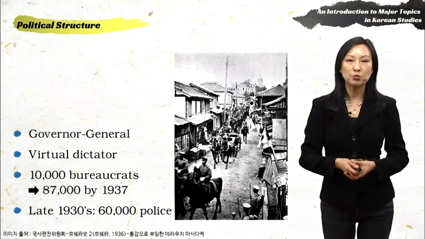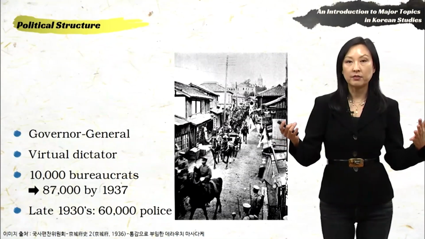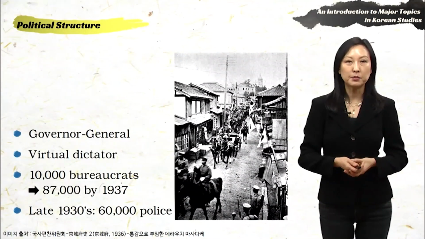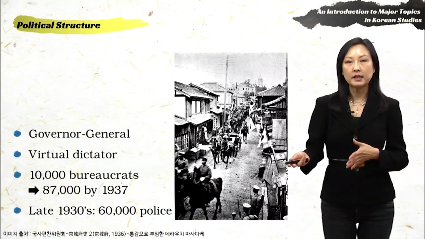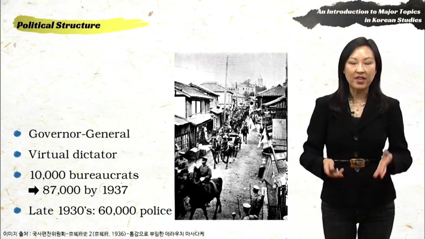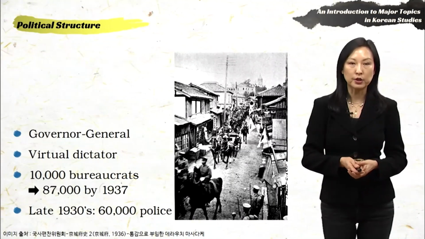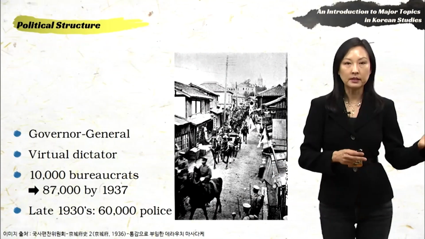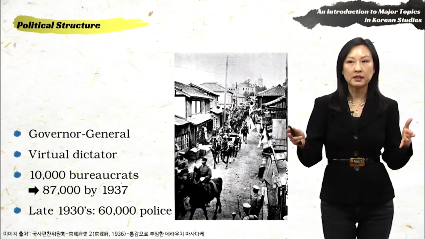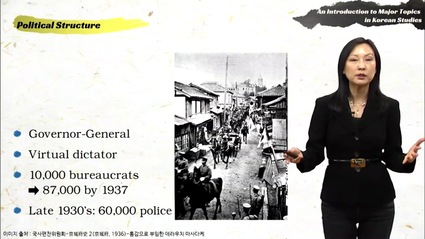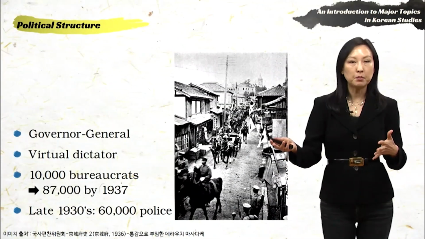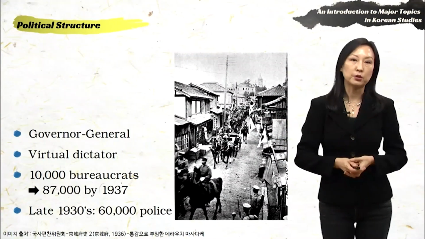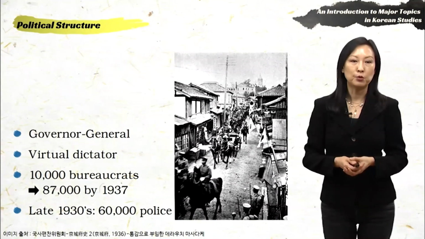The colonial administration was also a vast and imposing structure. So whereas it began with approximately 10,000 bureaucrats at the beginning of the period, by 1937, there were 87,000 bureaucrats in the colonial administration. Now, if we compare this to the government from the previous dynasty, the Joseon Dynasty, at any point during the Joseon Dynasty, there were maybe at most 6,000 bureaucrats. So the Korean people were simply not used to this kind of pervasive and invasive governmental structure that went down to the very local level.